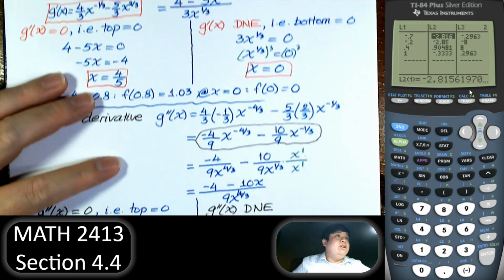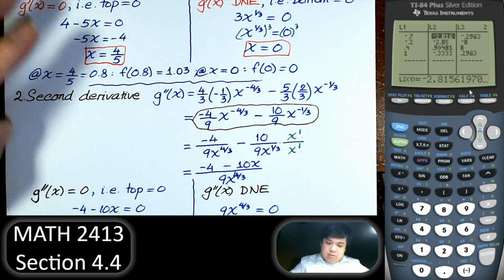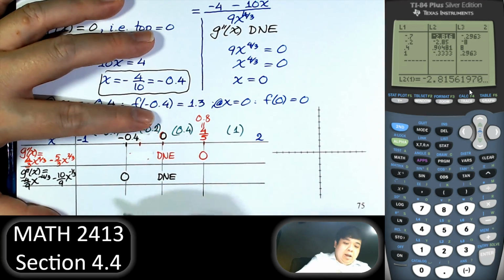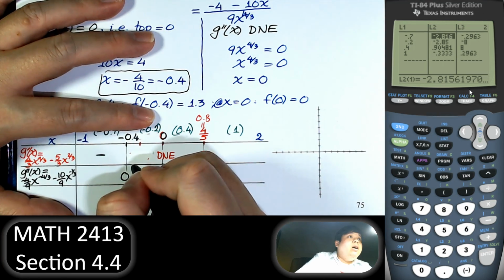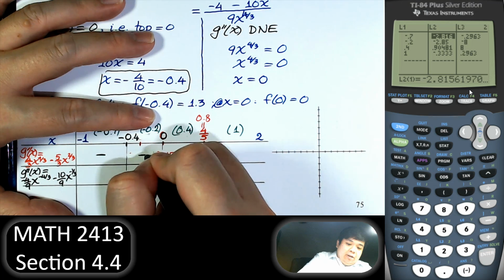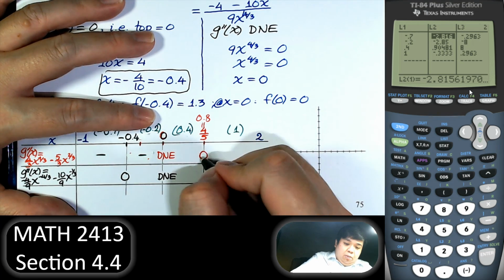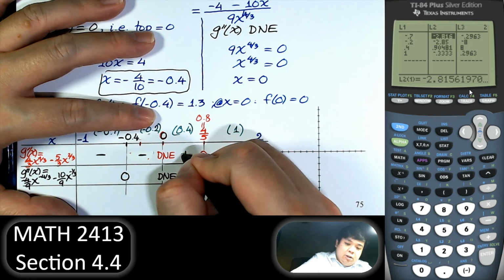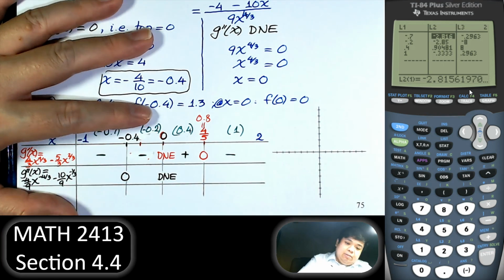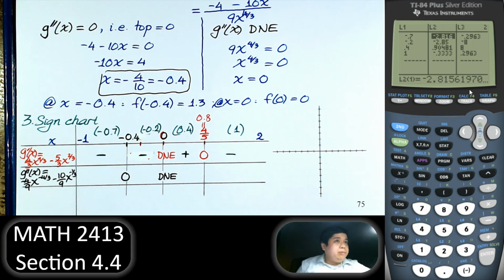Right, so we have the numbers. Negative, negative, positive, and negative. Right. And then go to the second derivative.